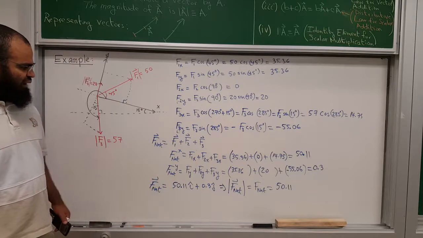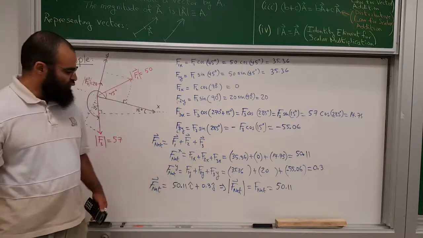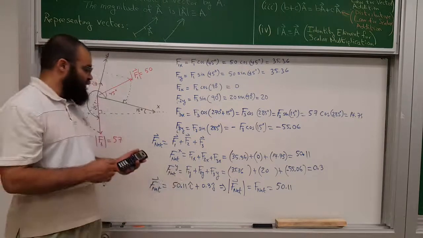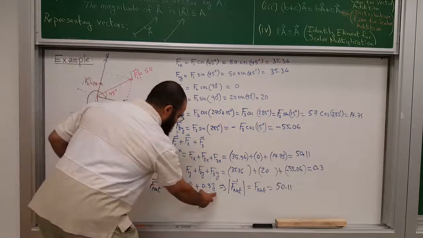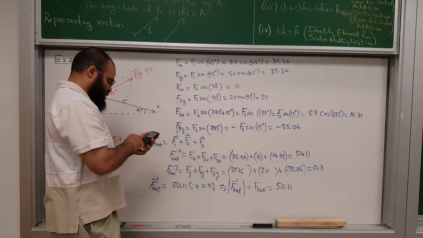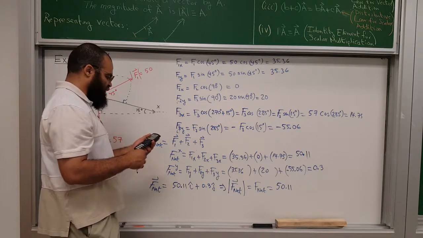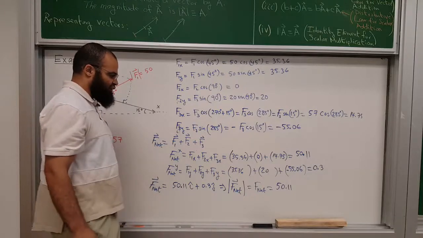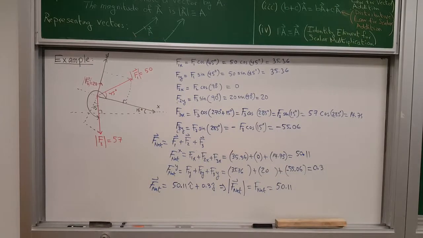And if you want the angle, since the x is positive and the y is positive, the angle will be tangent inverse of the y divided by the x. So tangent inverse of 0.3 over 50.11 would be basically 0.343 degrees. So basically at 0 degrees. And I think that's all the book was asking. Let me just double check. Yeah, exactly, that's all it was asking.